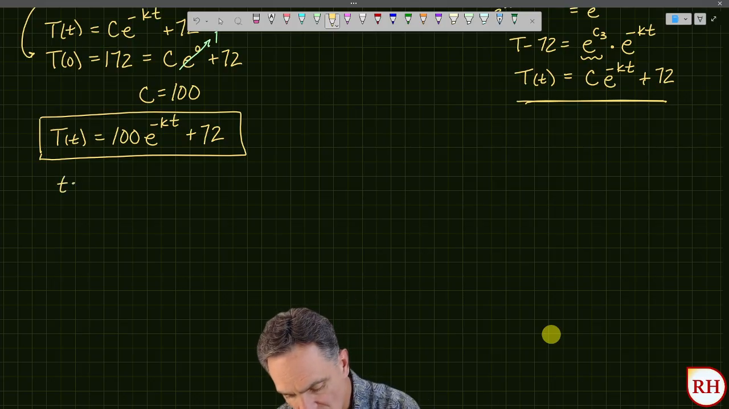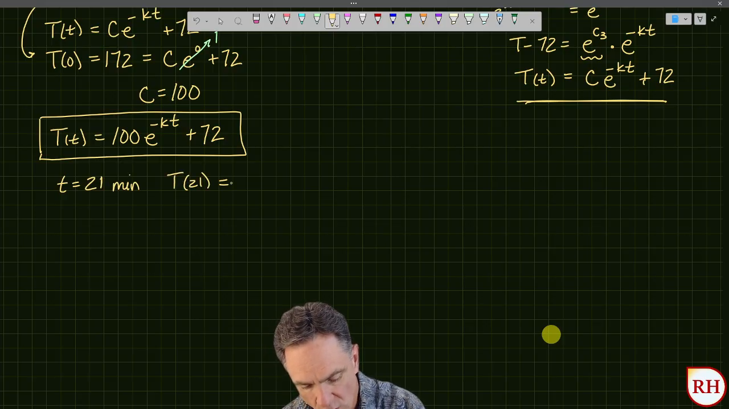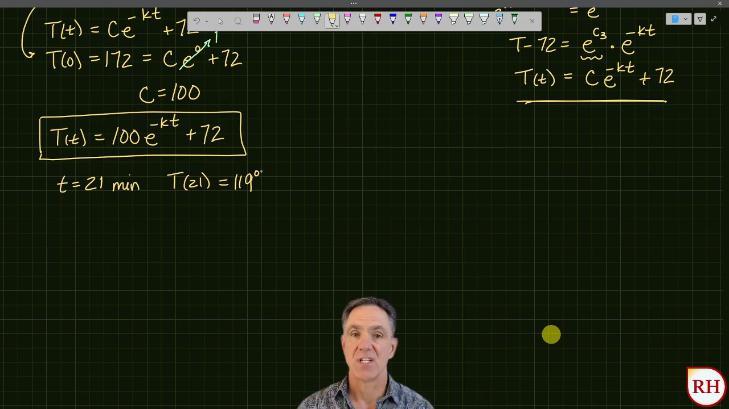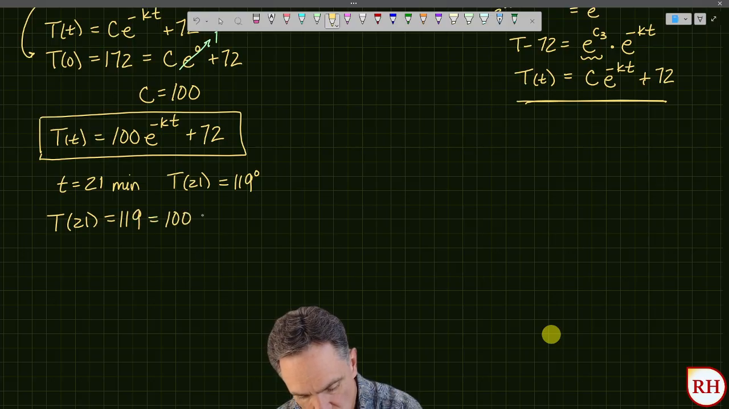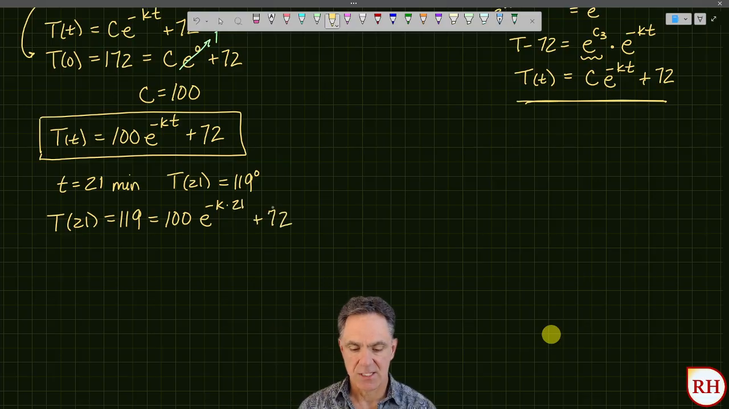So it turns out that when time is 21 minutes in, the temperature at time 21 is 119 degrees Fahrenheit. We could use that piece of information to solve for k. Let me show you that briefly, and then we'll be done with this problem. We will have created the function which represents the temperature of the cup of coffee. So T at time 21 is equal to 119, and that's equal to 100 e^(-k times 21) plus 72. And now you can see this is just an algebra problem.